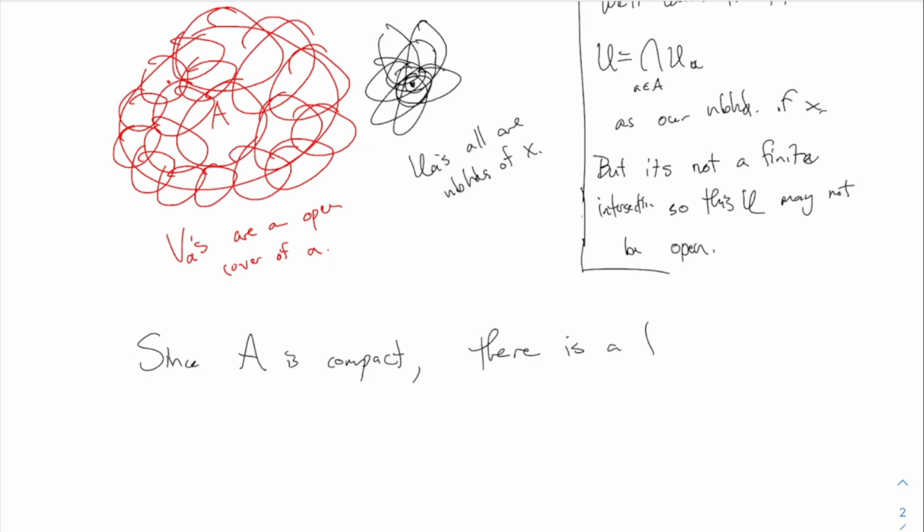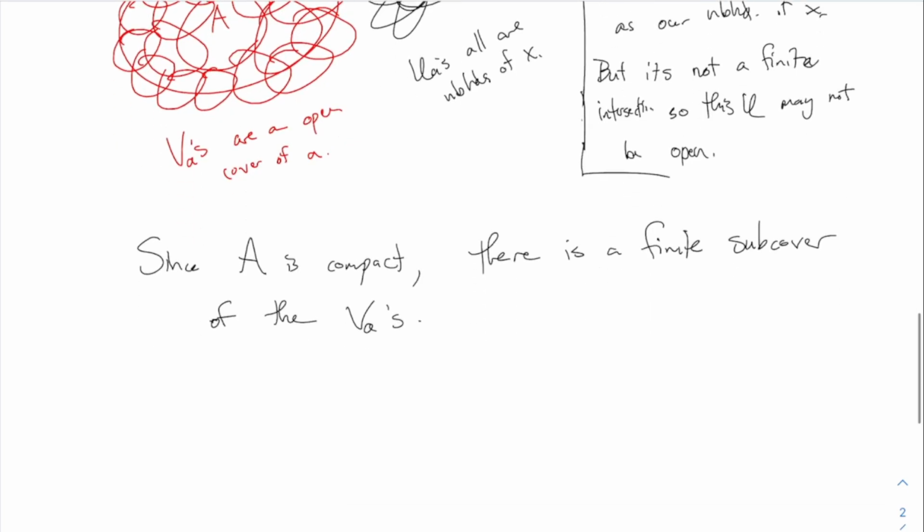So I will say, since A is compact, there is a finite subcover of the V's, right? The VAs. So actually, you don't need all those red guys. You only need finitely many of them. So I could say A is actually covered by, let's just give them names, V1, V2, up to Vn, right? You don't need a little neighborhood around every single point. You only need finitely many of them.